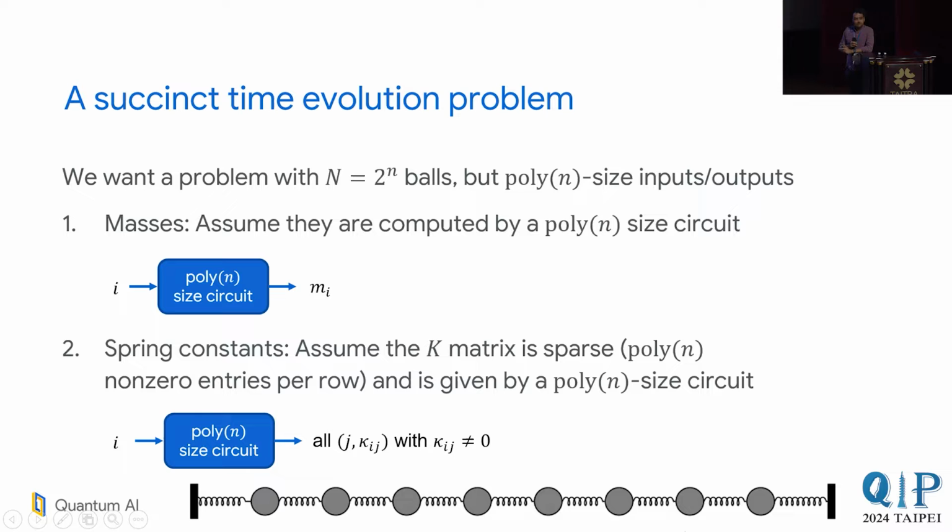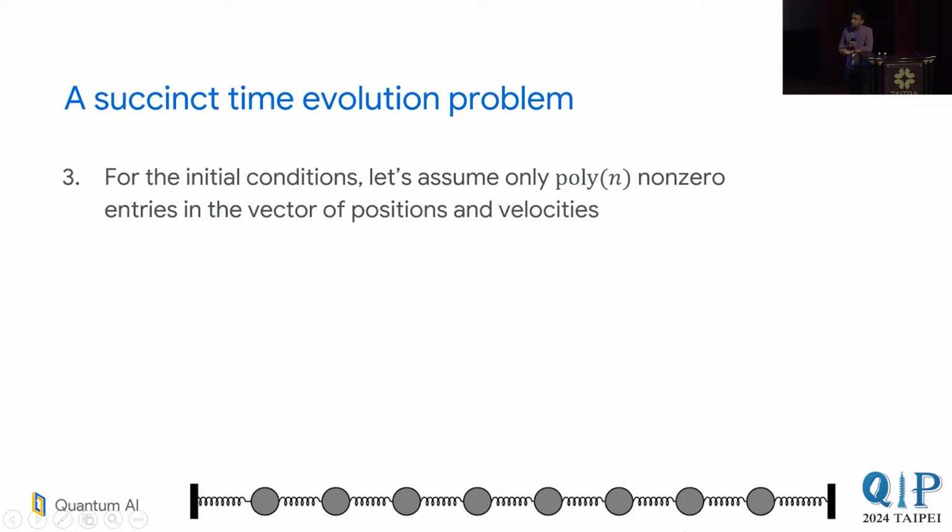Okay, so that's masses and spring constants. The third thing was the initial conditions. I had to tell you all of the positions and velocities of these exponentially many balls. So I don't want to do that. So what I'm going to do is just assume that the system starts out with pretty much the entire system at rest. So pretty much all of the positions are 0, pretty much all the velocities are 0. There's at most polynomially many balls who have non-trivial velocity or non-trivial position.